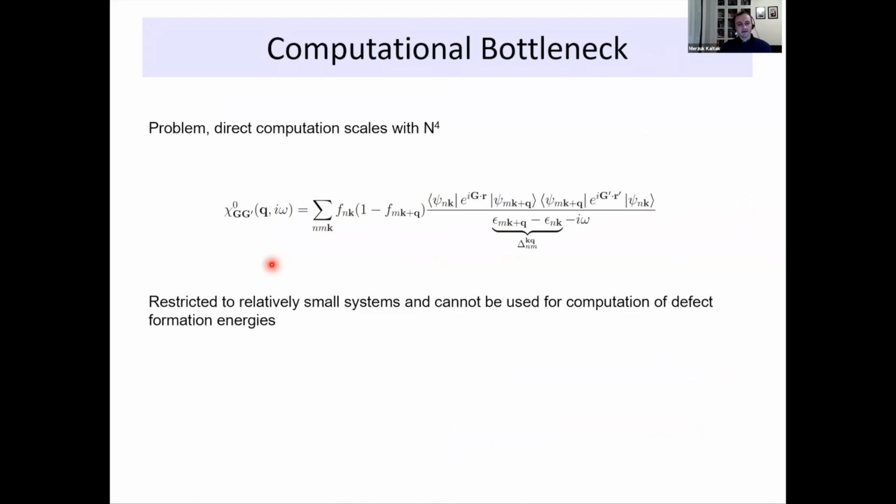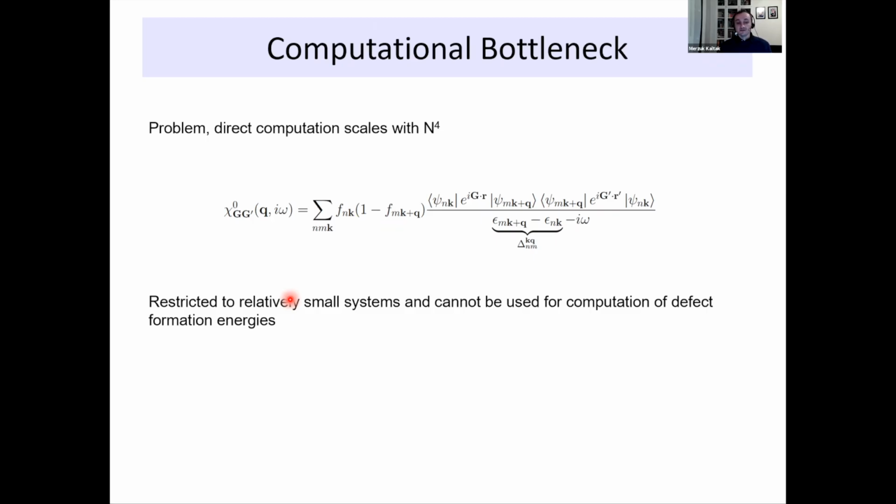Let's look at the computational bottlenecks that you can expect using the RPA implementations in VASP. The presented implementation, that is the direct calculation of the polarizability, is fast for small systems, but slow for large ones. It scales with the fourth power of the system size, and also quadratically in the k points. Now, this is restricted to relatively small systems and can therefore not be used, for instance, for the computation of defect formation energies. So the question is now, how do we accelerate this algorithm?